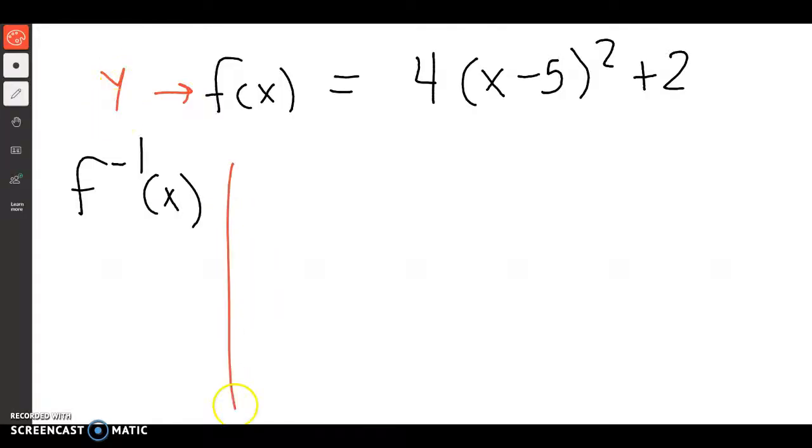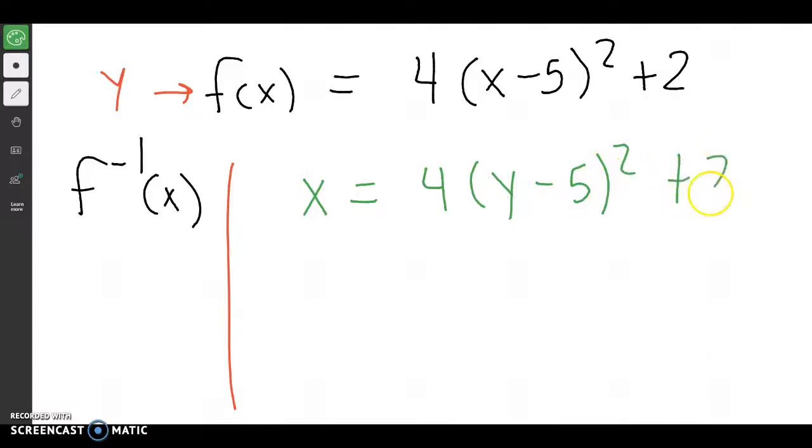So when I write this, I am just going to write this function with the x and y switched. So I'll have x equals 4 y minus 5 squared plus 2. I just switched again its x with its y.